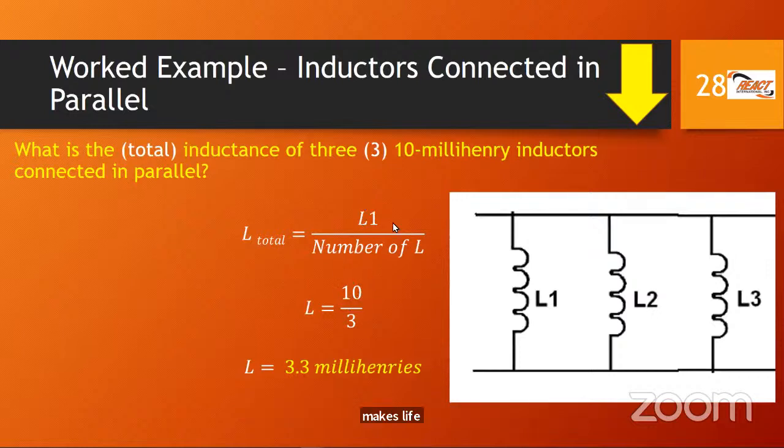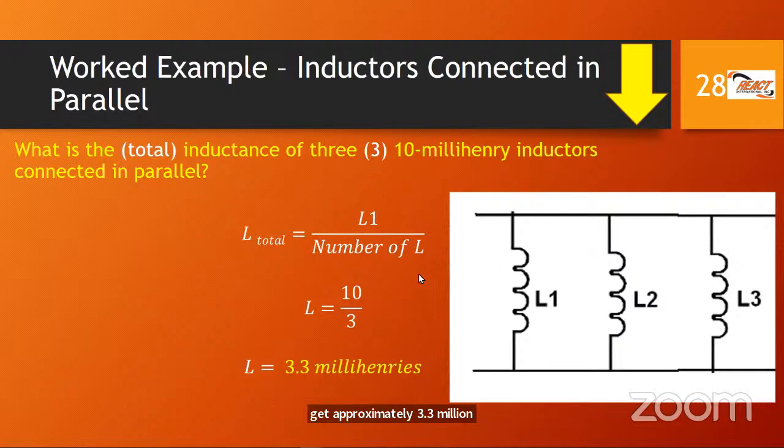What is L1? L1 is the value of any of the inductors. Did they give us that? Yes, it's 10 millihenry. All of them are equal. So 10 is the numerator divided by the number of L. The number of L is how many inductors? Well, it's 3 of them. So that's how we get the 3. And if you divide 10 by 3, you get approximately 3.3 millihenries because it's inductance. So that's the worked example.